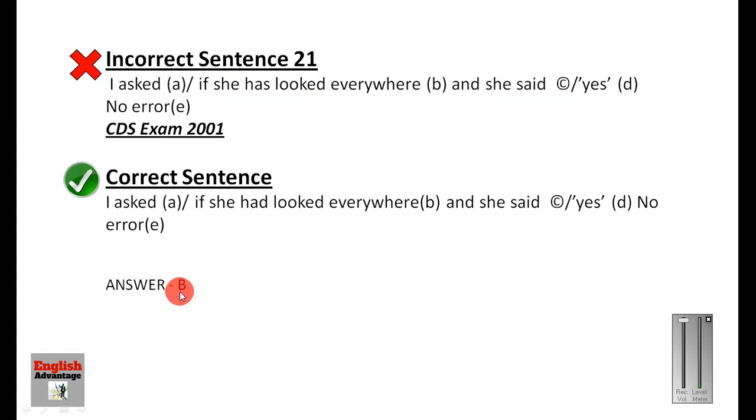Now let us see the next question. This question has come in the CDS exam 2001. "I asked" means past tense, so every verb has to be in the past tense. I asked if she has. Now "has" is the present tense. This "has" you have to change into "had". So this is the problematic part, the wrong part. This "had". So the answer would be B.